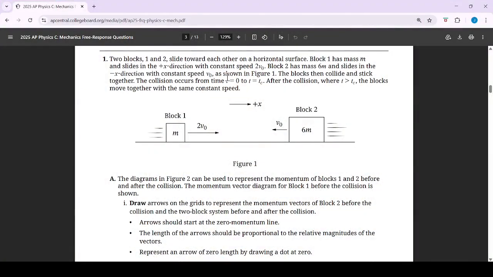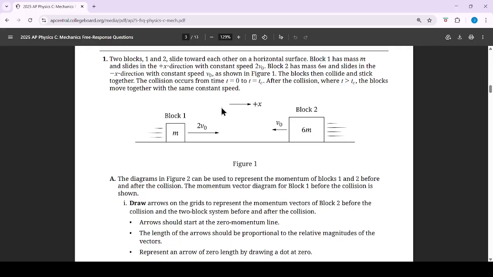Two blocks, 1 and 2, slide toward each other on a horizontal surface. Block 1 has a mass m and slides in the direction of positive x with a constant speed 2v naught. Block 2 has a mass of 6m and slides in the negative x direction with a constant speed of v naught, as shown in figure 1. The blocks then collide and stick together.